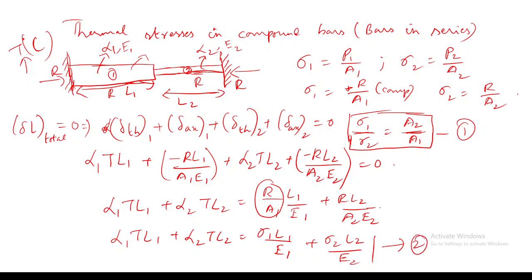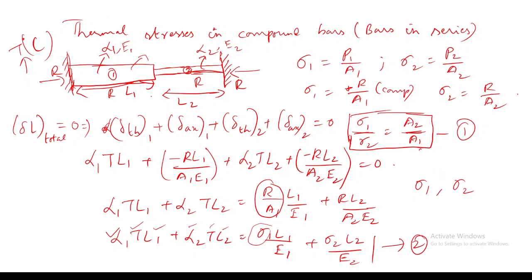From these two relations, you will be given the value of alpha 1, the value of T, and the values of L1, alpha 2, and L2. Everything will be known. The only thing you have to find out is sigma 1 and sigma 2. From equations 1 and 2, you can find sigma 1 and sigma 2.